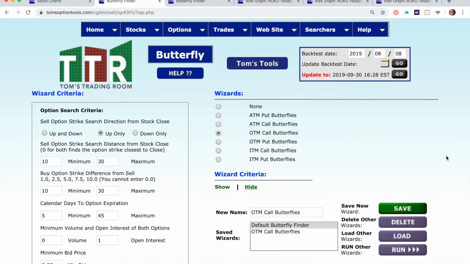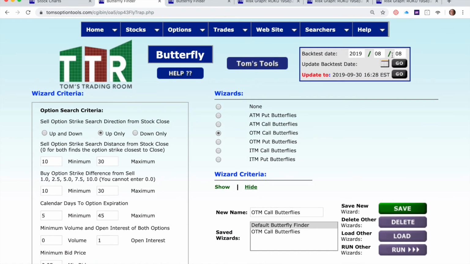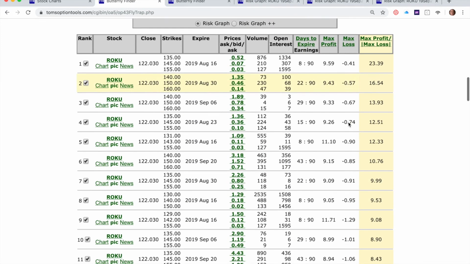And you're going to get the same results we got last time, except the butterflies are going to be centered further out of the money. Here's the current price of Roku when I ran this scan. Again, I'm back testing on 8/8. Roku was trading at 122, and the short strike right here in the middle, 145, was 23 points out of the money. So it's way out of the money.